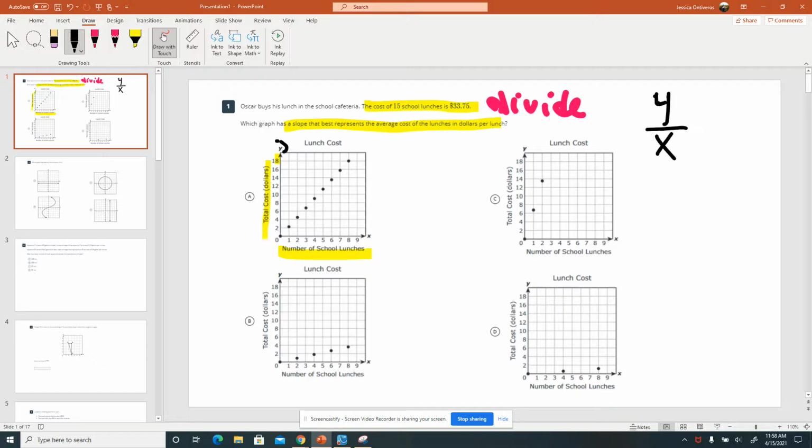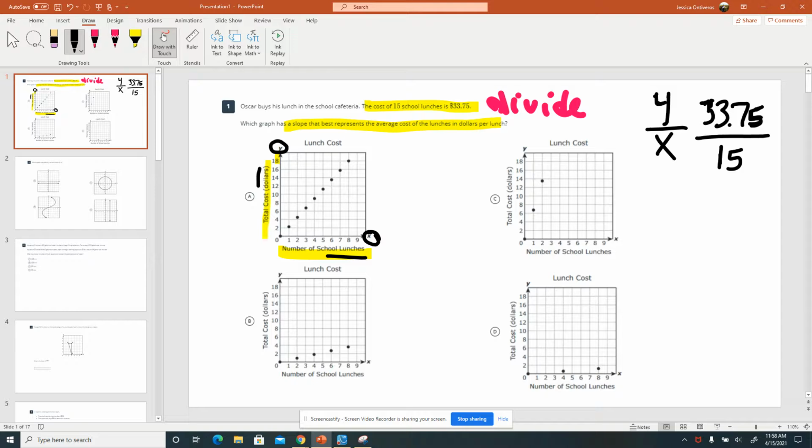What do you find under the y? The dollars. What do you find under the x? The lunches. Okay, so you're gonna have to divide 33.75 divided by the 15. I don't know why it's cutting off, but oh well. This one looks like a weird 5 there.